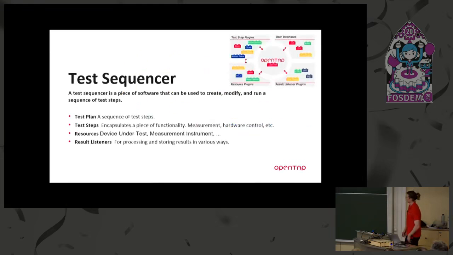So what's a test sequencer? A test sequencer is a piece of software that can be used to create, modify, and run a sequence of test steps. Some important concepts here are a test plan, which is a sequence of test steps, and the test steps themselves, which encapsulate some piece of functionality. It could be a measurement or some hardware control. It's also important to have resources: you have your devices under test, your measurement instruments, and then your result listeners for processing and storing results.